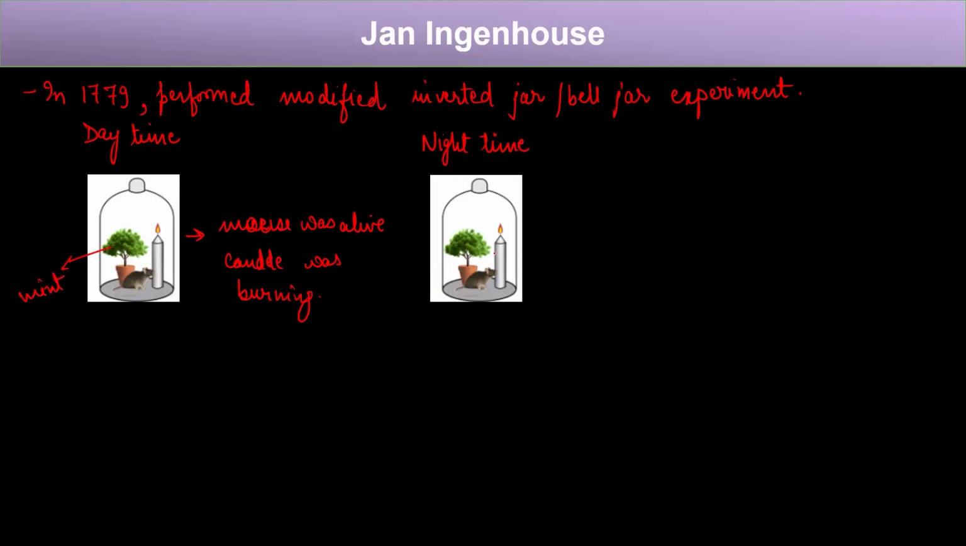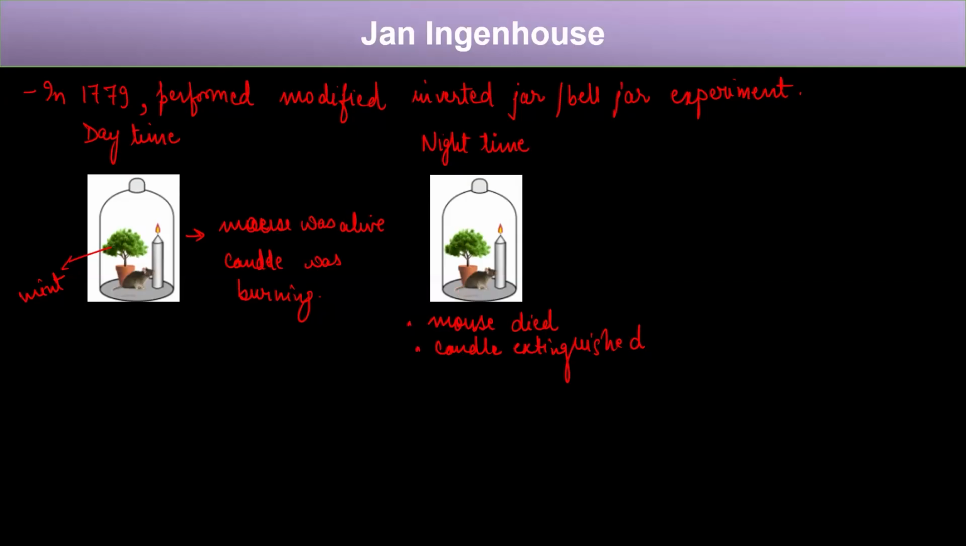But what happened during the night time? When the same experiment was performed in the night time, what did you observe? You observed that the mouse died, and also the candle stopped burning and got extinguished. So the mouse died and the candle extinguished during the night time under the same setup.